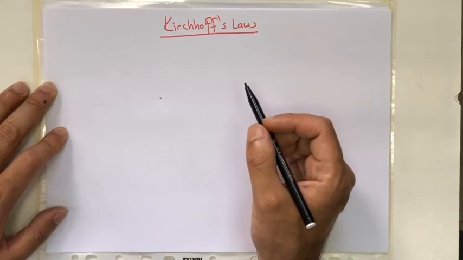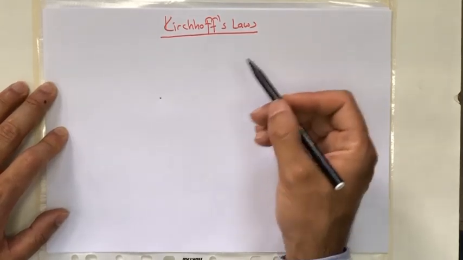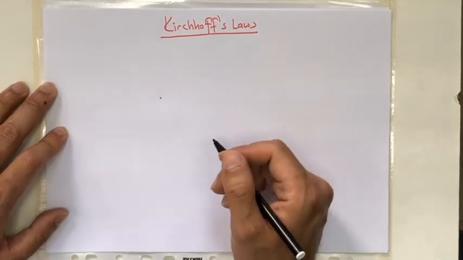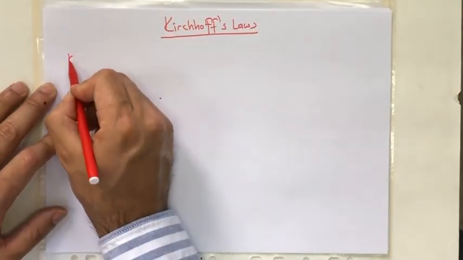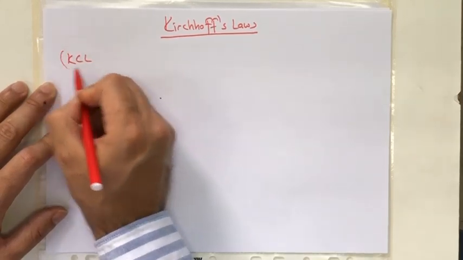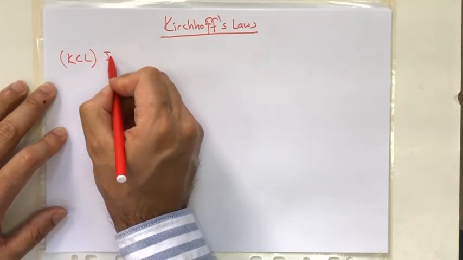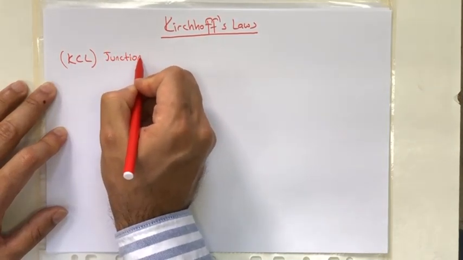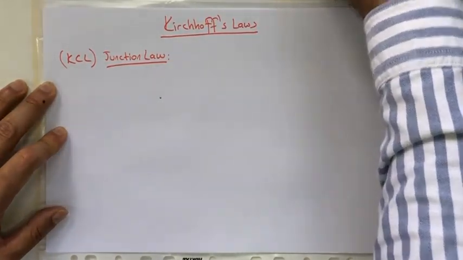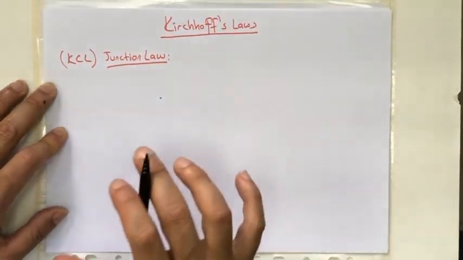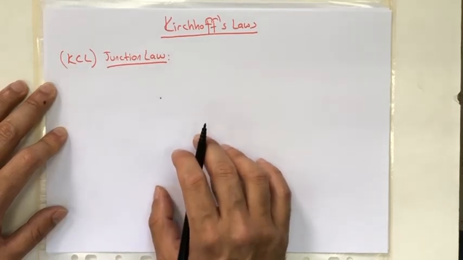Generally people pronounce this name differently, but I choose to say it as Kirchhoff. Anyway, the first law is abbreviated as KCL, Kirchhoff's current law, in other name called the junction law. So, what does the junction law state? It states that the total current entering a junction is equal to the total current leaving it.